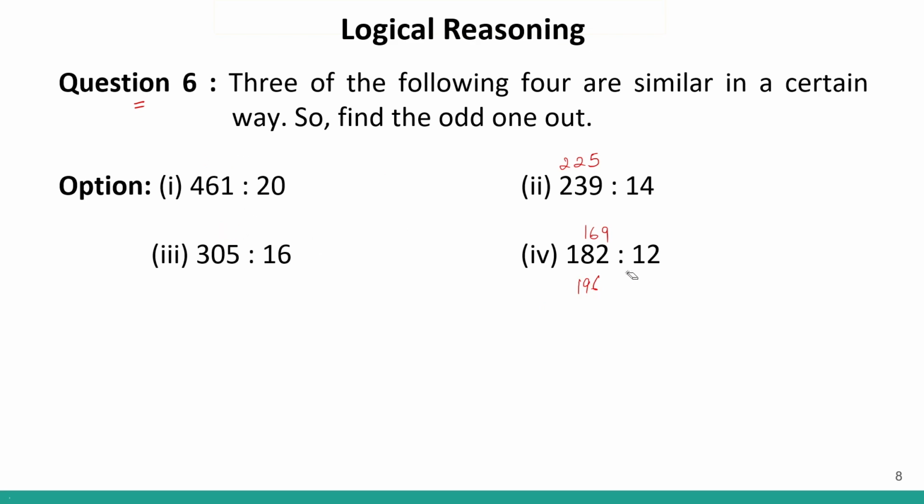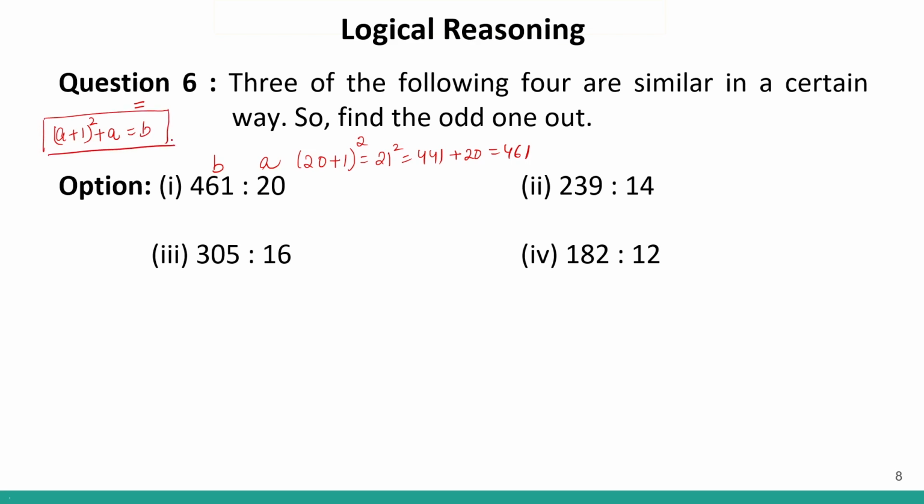So let us see. Okay. Now, if I look at option number 1, if I add 1 to 20, and I square it, then I'll get 21 square. 21 square is 441. And if I add 20 to it again, I'll get 461. Correct? So what was the logic if this was A and this was B? Basically, I did A plus 1 square plus A to get B. Correct? This was the logic. A plus 1 square plus A to get B.